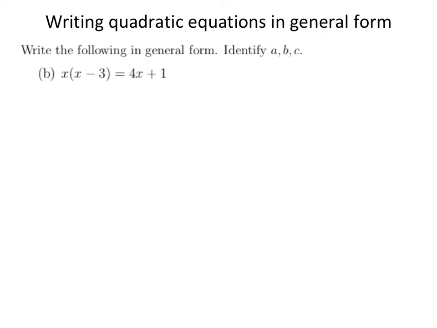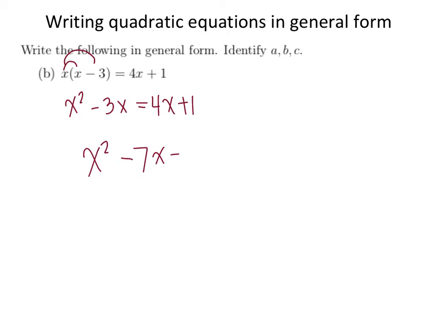This next one, I'm going to first get rid of grouping symbols by distributing this x. So we'll have x squared minus 3x equals 4x plus 1. Now I'll move everything on the right side to the left side, so when you subtract 4x and subtract 1, we have x squared minus 7x minus 1 is equal to 0. Now we'll identify A, B, and C as coefficients. A is 1, B is -7, and C is -1.